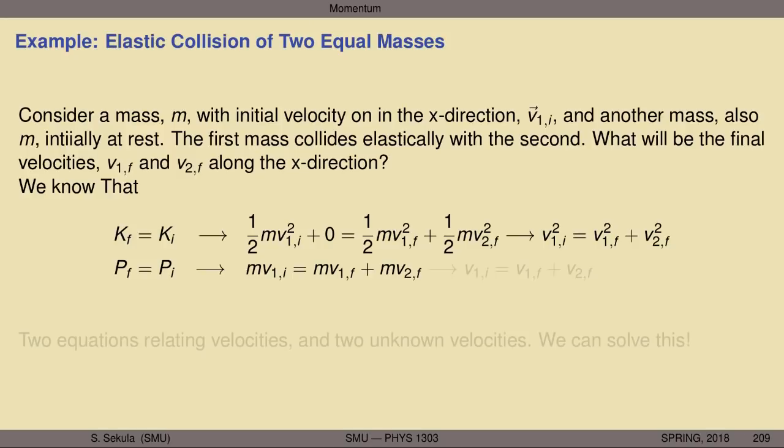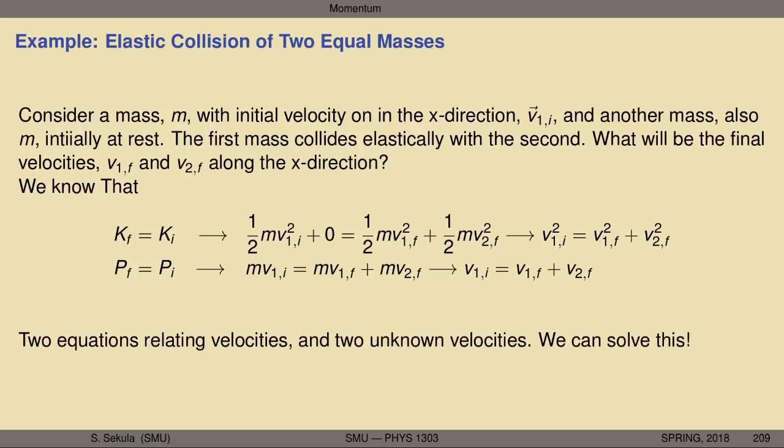And again, the m is common to all three terms, and so it cancels from both sides, and we get a different statement about the velocities. Not only is the sum of the squares of the final velocities equal to the square of the initial velocity of the first cart, or mass, the sum of the velocities of the final masses must be equal to the velocity of the first mass, or cart.